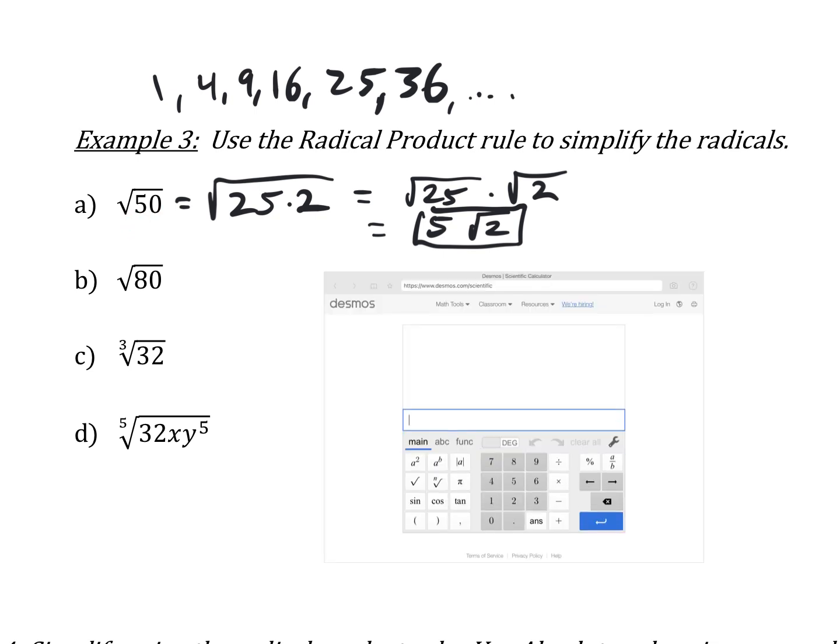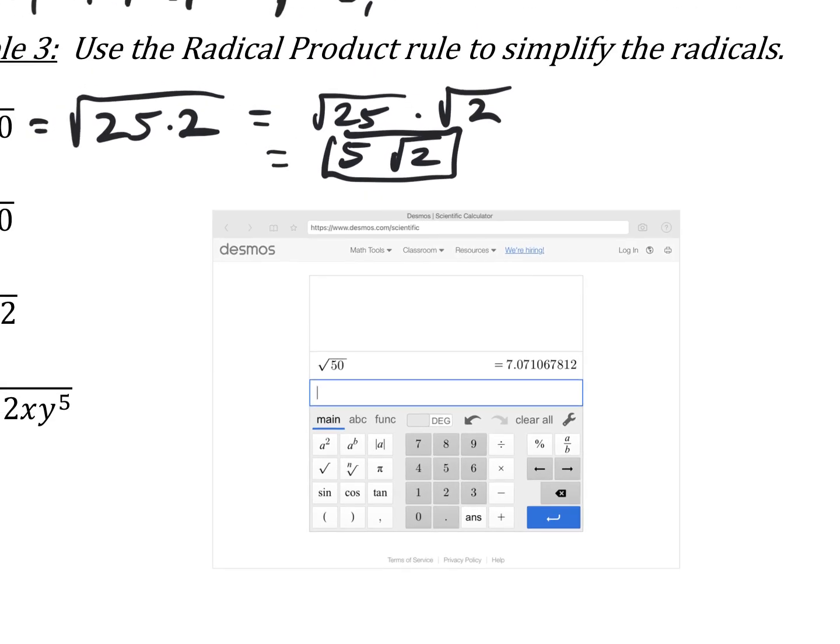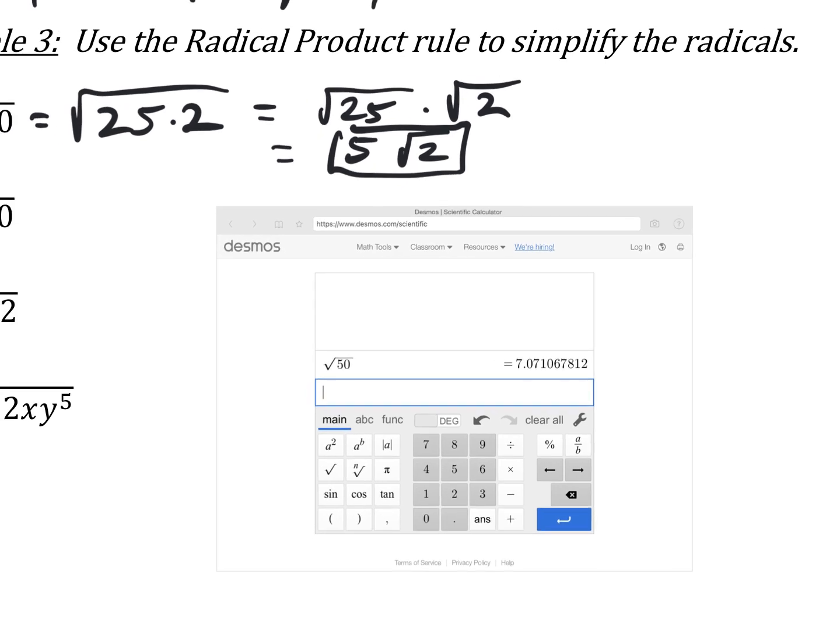Now let's look at the calculator here just to understand this. So what does this mean? Well, the square root of 50 is a number. Square root of 50, it's about 7.07. Okay? It's an irrational number. That's called an irrational number. Well, we said that's the same as 5 times the square root of 2. So if we go 5 times the square root of 2, we get the same number. And by the way, you don't actually need that square root of 2.